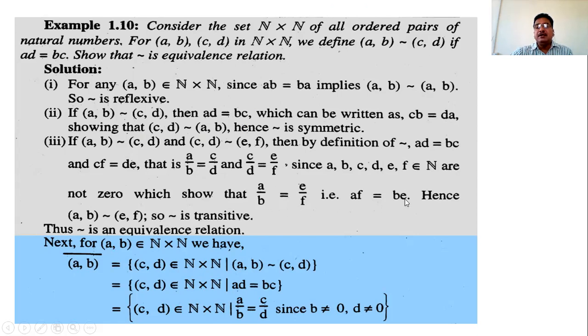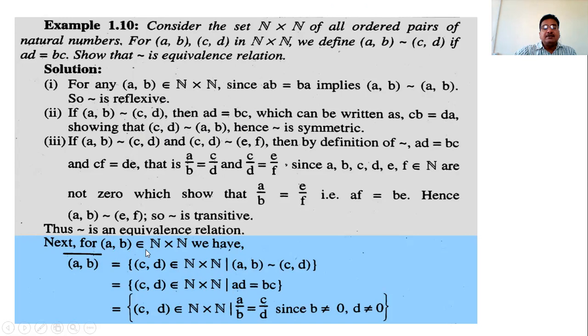And AF is equal to BE means AB is related to EF, because AB is related to EF if AF is equal to BE. So we have AF is equal to BE, and therefore AB is related to EF. And so the relation is transitive. Why is the relation transitive? Because if one element is related to the second and the second is related to the third, then the first is related to the third. This AB is related to EF, and therefore the relation is transitive. And therefore this relation is an equivalence relation, because the relation is reflexive, symmetric, and transitive.